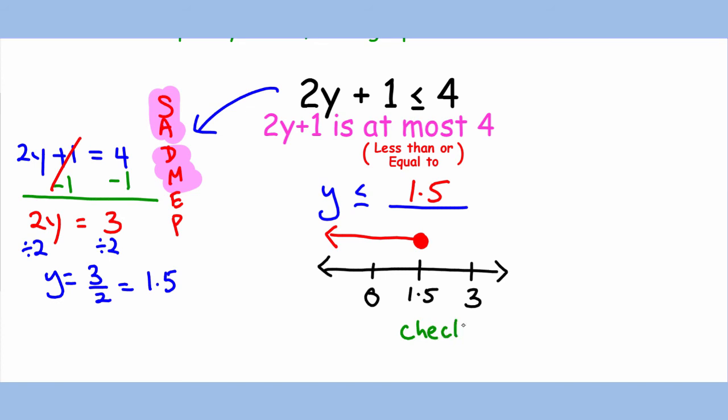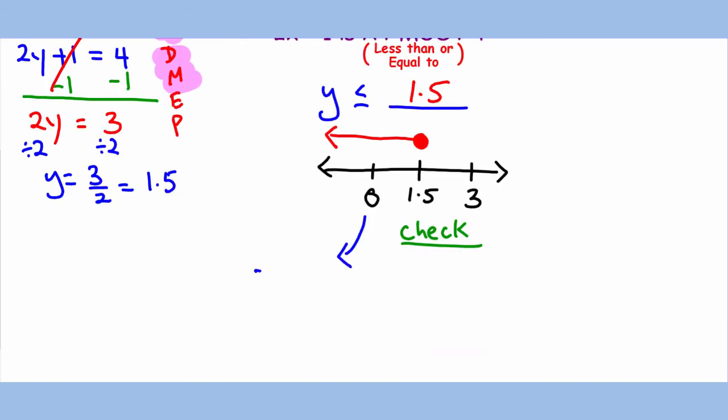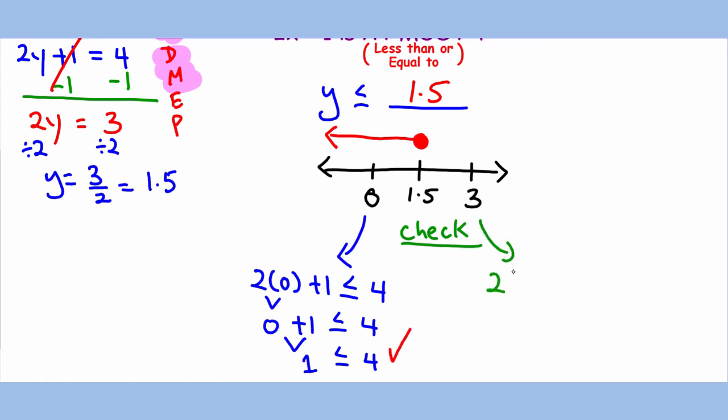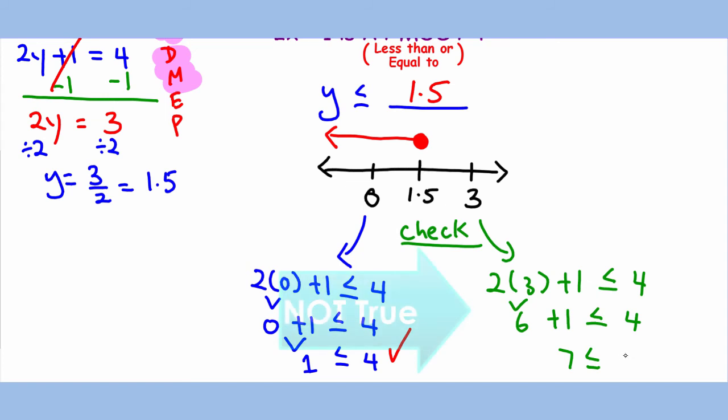And now, last step, checking the answer. For 0, we have 2 times 0 plus 1. That should be less than or equal to 4, which 2 times 0 is 0, plus 1 is 1, and 1 is less than or equal to 4. So this is a true statement. Now let's check the right side also. 2 times 3 plus 1 should be less than or equal to 4. 2 times 3 is 6. 6 plus 1 is 7. 7 is not less than or equal to 4. That means this is not true. So the graph is correct.